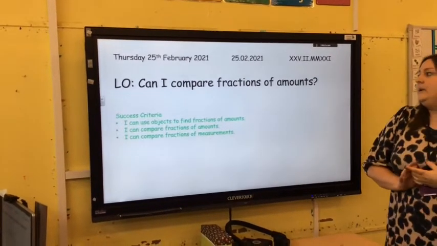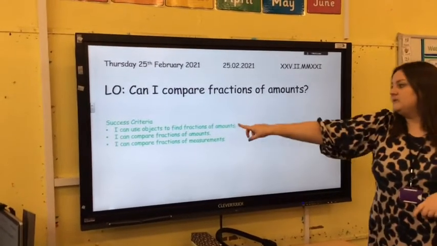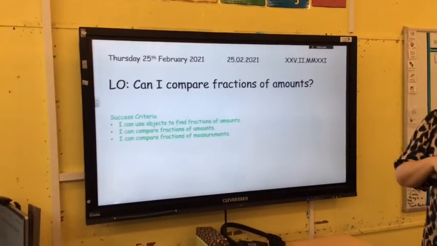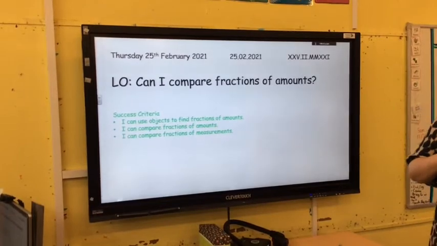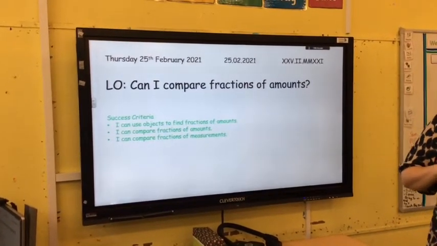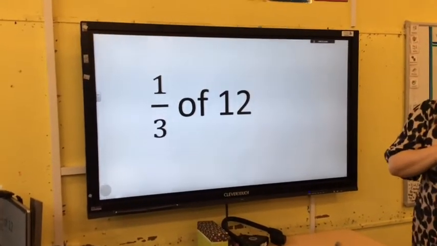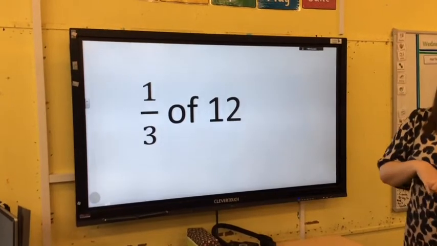So today we are going to be comparing fractions of amounts, okay? So we're going to be using some objects to find fractions of amounts. We're then going to be comparing some fractions of amounts, and also we're going to be looking at some measurements as well. So first of all, my first question, it says a third of 12. I need to find a third of 12.